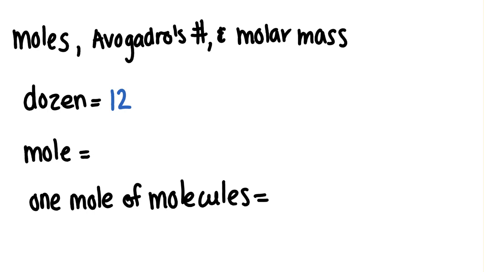Just like if you have a dozen donuts, it has a mass. If you have a dozen eggs, it has a mass. And those two masses are not the same between eggs and donuts. So we have the same thing true with different molecules, that we can have a mass of a mole of molecules, but that mass is different depending on what kind of molecules you have. So anyway, a dozen is 12, just like a mole is this big number. And this is Avogadro's number.